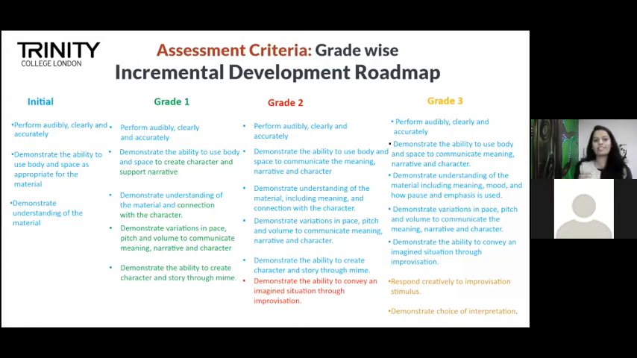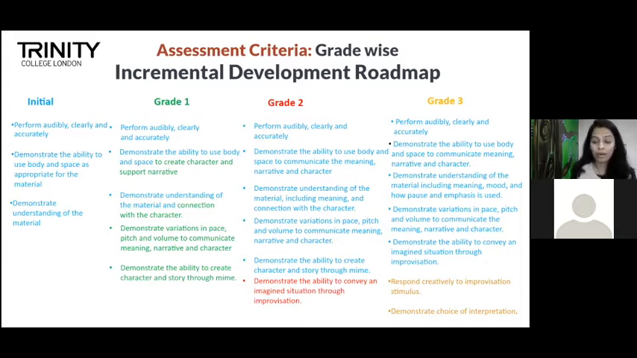So here is an incremental development roadmap of the assessment criteria. I'm not going to read all of it. I'll just take you through a few. The highlighted sections will tell you what is the difference when it comes to each stepped up level. So an initial grade performer would be required to be audible and clear, and also use body and the space given in order to communicate the story and the narrative.